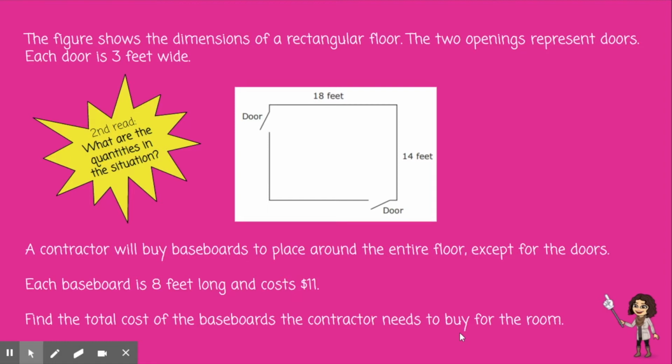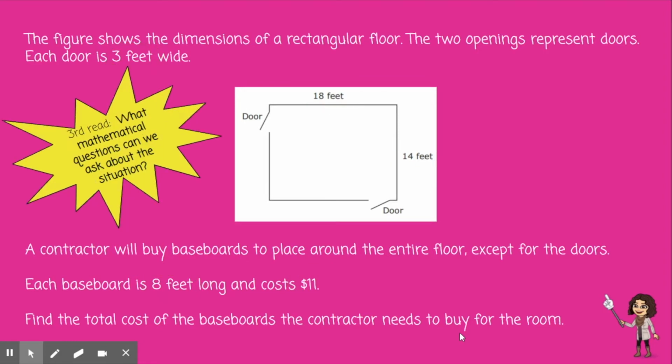So what quantities are in the situation? When we think about the quantities and the values, we also want to think about the units that they are in. So in this situation, we have 3 feet, 18 feet, 14 feet, 8 feet, and $11. So we're going to be using those quantities and thinking not only about the quantities themselves, but about the different units. And most of them are in feet. There is 1 unit that is in dollars.